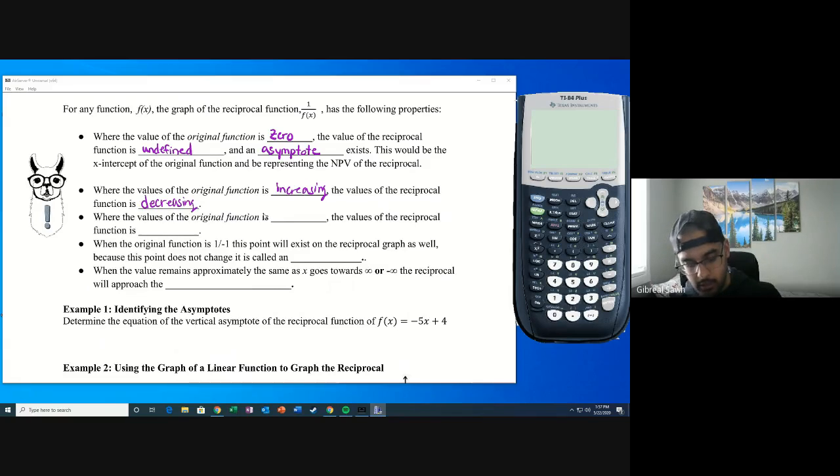Okay, so that's decreasing. If the original function is decreasing, then that means the reciprocal version is doing the opposite. That means it's increasing.